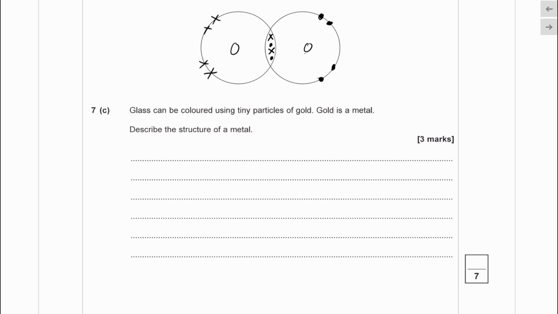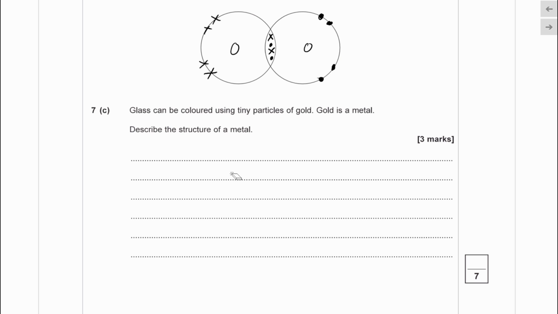Alright, so 7c, it says that glass can be coloured using tiny particles of gold. Gold is a metal. Describe the structure of a metal. So this is basically just metallic bonding. What does the structure of a metal look like? Well, if you remember, we have loads of regularly arranged metals. These were originally atoms, but they lose an electron, so they all become positive ions. And the electrons, I'm just going to draw crosses, can move throughout, right? We call these delocalized electrons. And so we have delocalized electrons in this structure, which allows them to conduct heat and electricity really well.